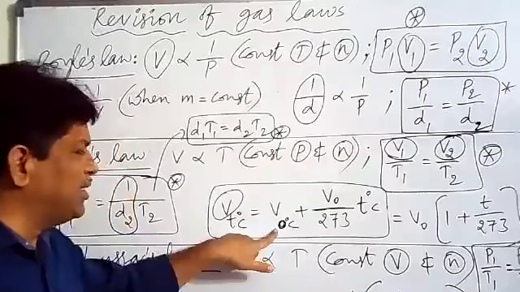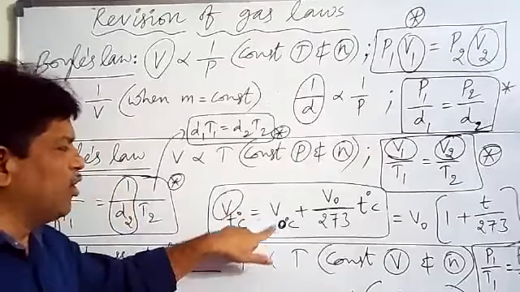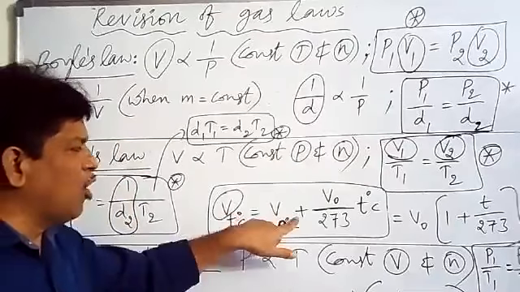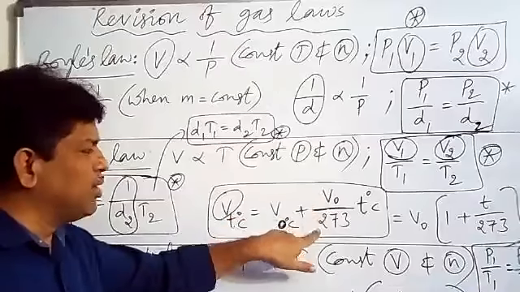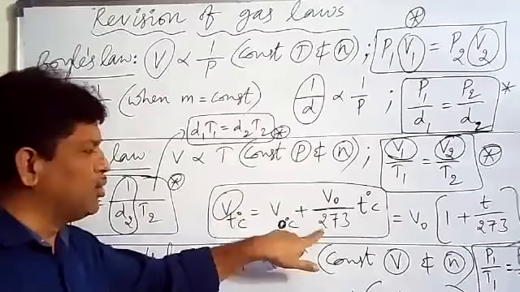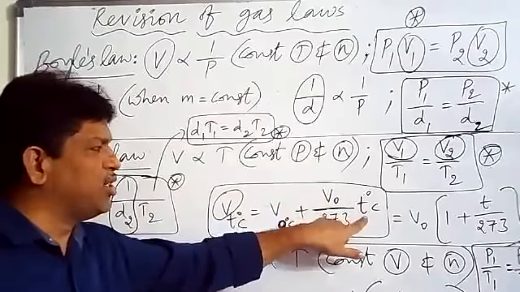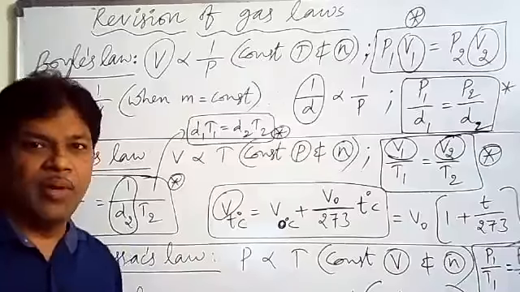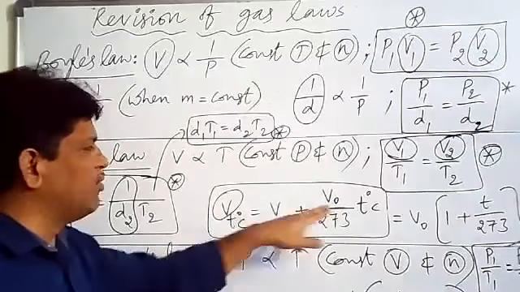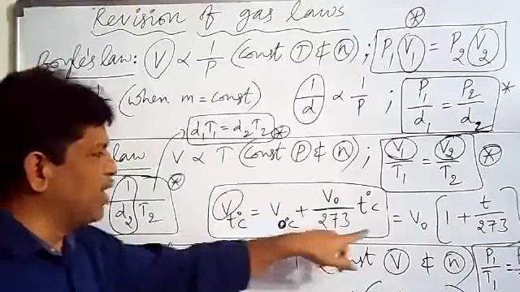Now initially, 0 degrees Celsius is there. From this, how much increased? 1 by 273 of V naught increased, for each degree Celsius. So this way we have to understand. This is one of the important equations. From this we get the following.